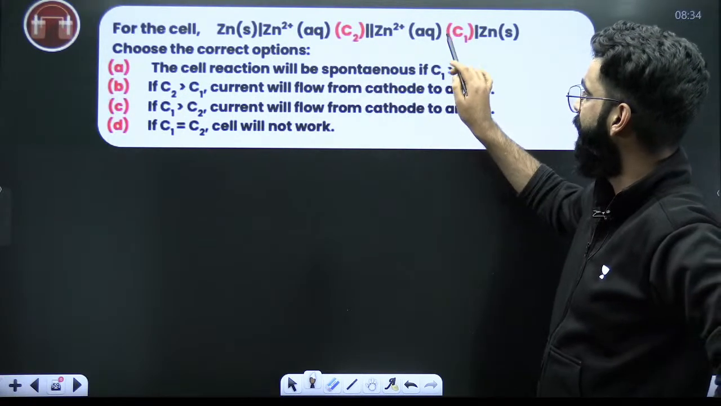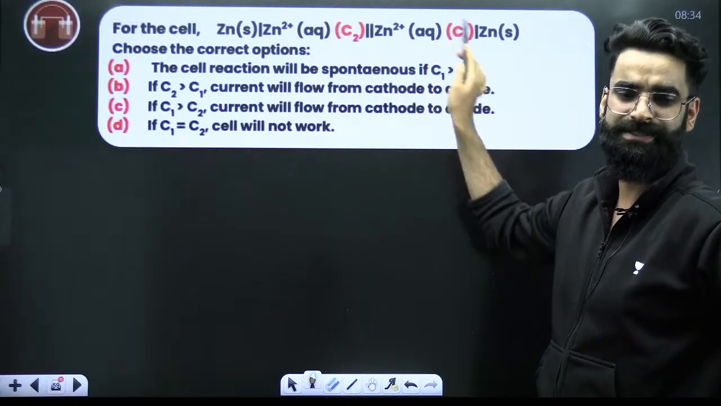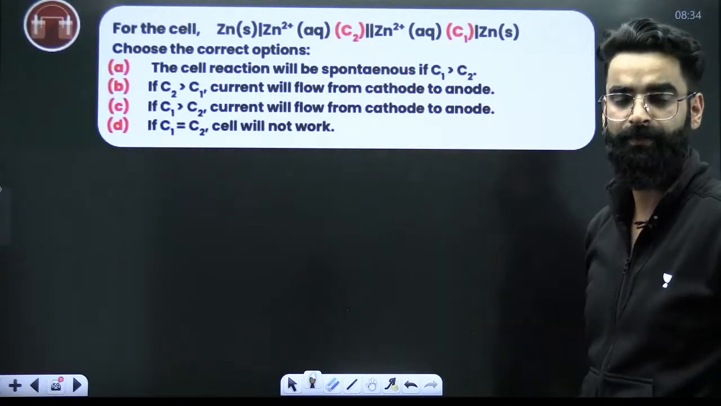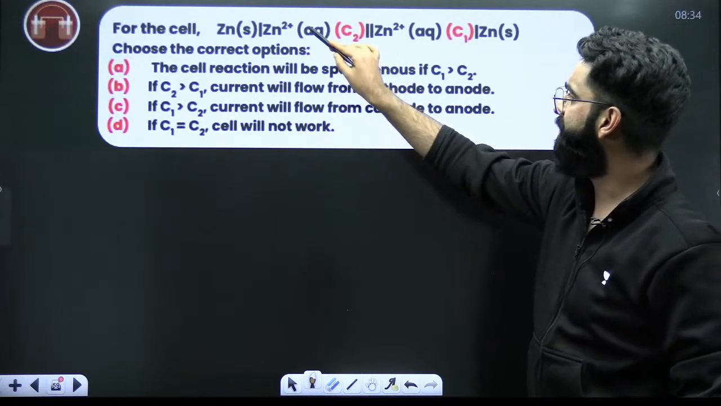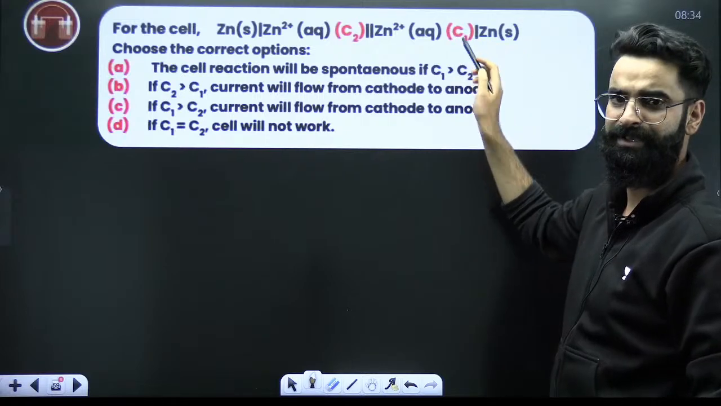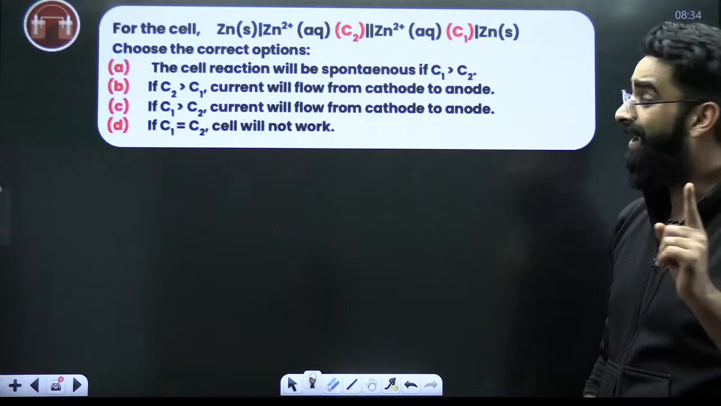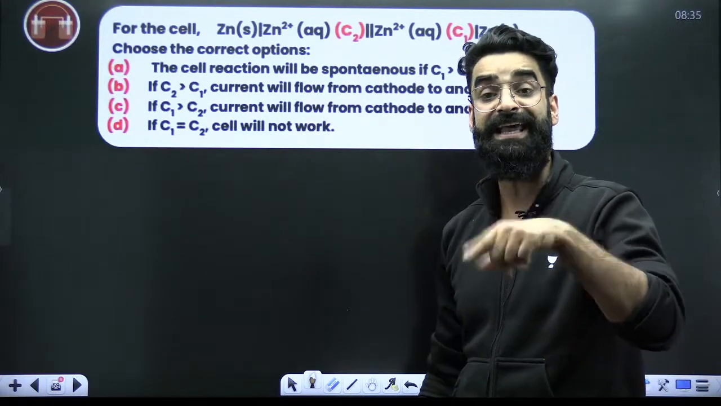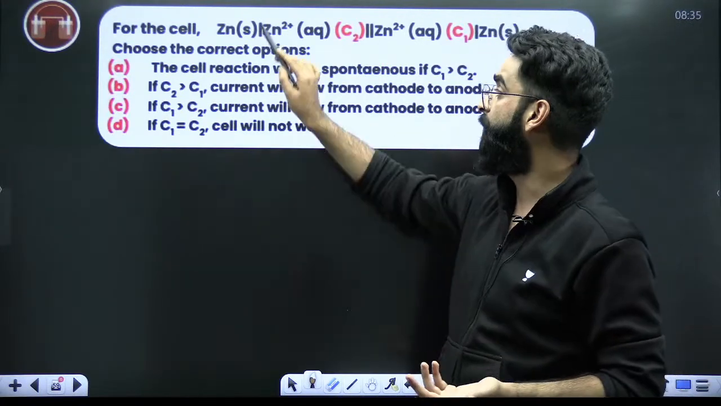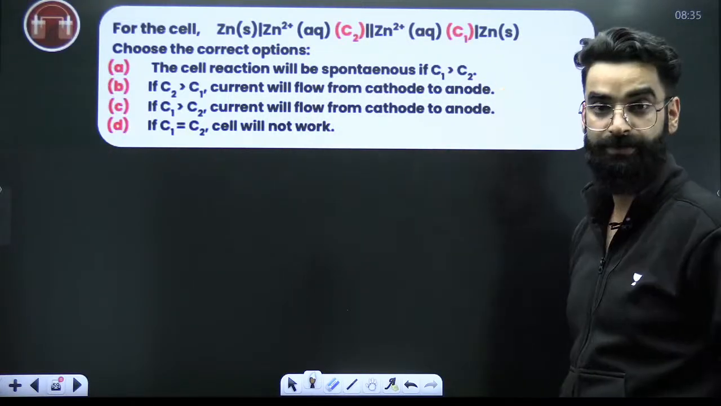Look at this particular cell. On both the sides, you have used zinc electrode, right? So electrodes are same. So it's a concentration cell, number one. Now, which type? Concentration of zinc ion positive here is C2. Here the concentration of zinc ion positive is C1. So concentration is kept different. So it is electrolytic concentration cell. It is electrolytic concentration cell involving which type of electrodes? Involving metal ion electrodes.